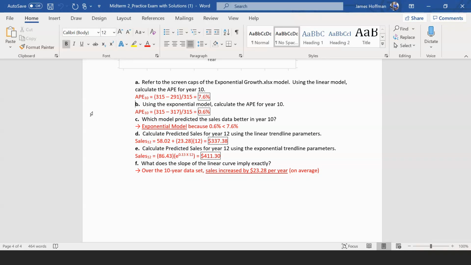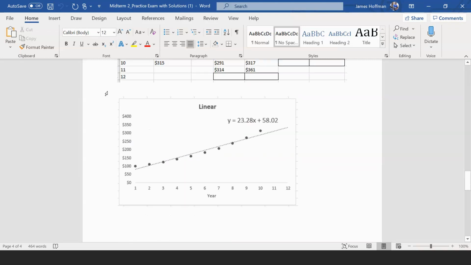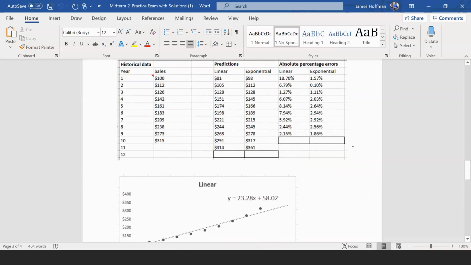Okay, what about the exponential one? Part B is using the exponential model. Calculate the APE for year 10. So you're calculating that blank box right there. You want to know what that percent is. These are both APE, absolute percentage error, so your answer's got to be a percent.